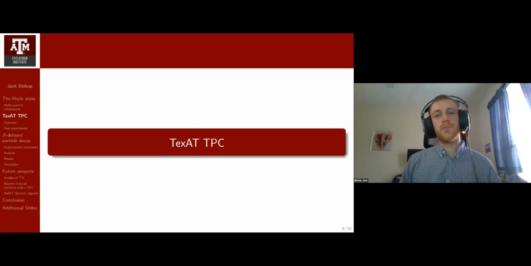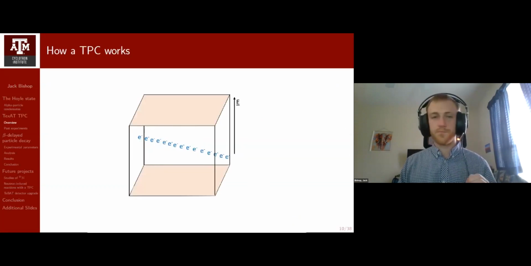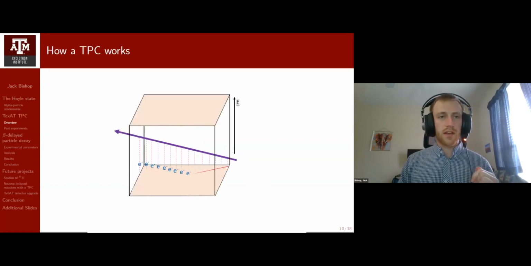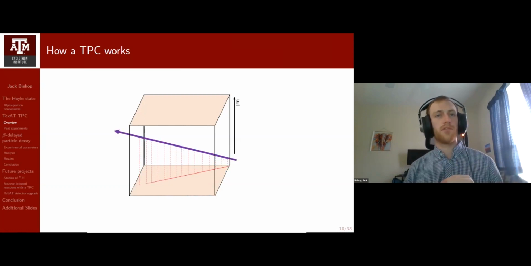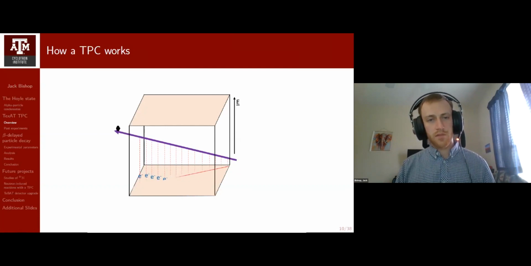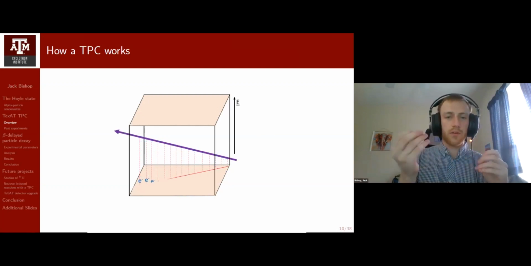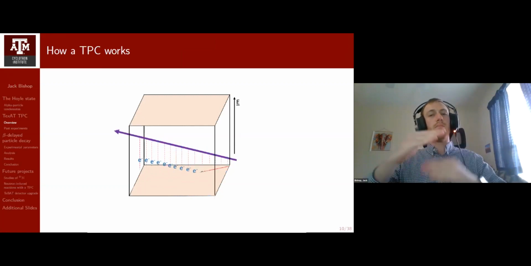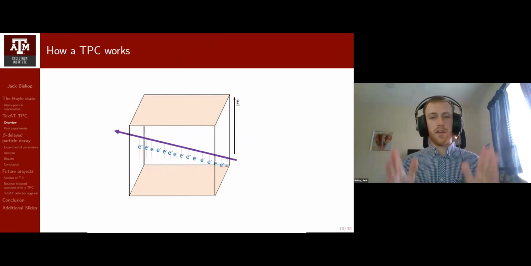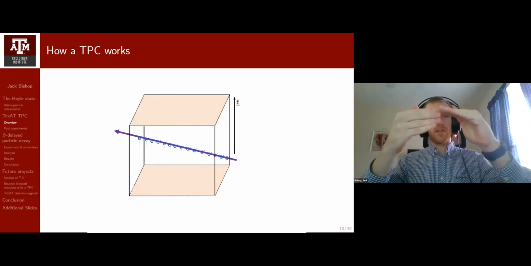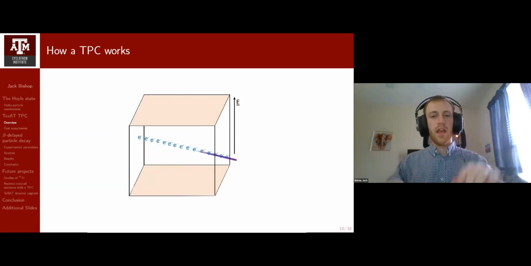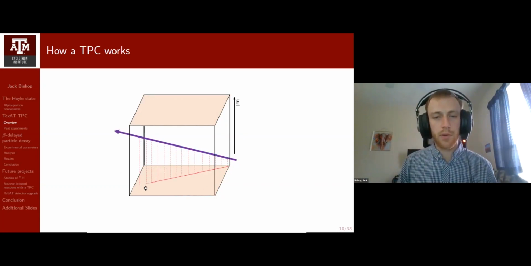So that is something that we aim to do with the TexAT time projection chamber. So TexAT is a time projection chamber. I'm just going to explain briefly for those who don't know how a time projection chamber works. So we have this purple particle here, which is the charged particle, and it's passing through a chamber which is filled with gas. And as it's passing through, it's losing energy and it's producing electron-hole pairs. And by applying an electric field, we can drift these electrons that are generated, and we can collect them on a plate down below here.